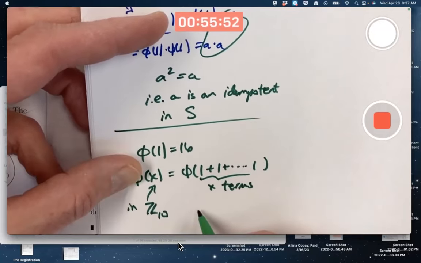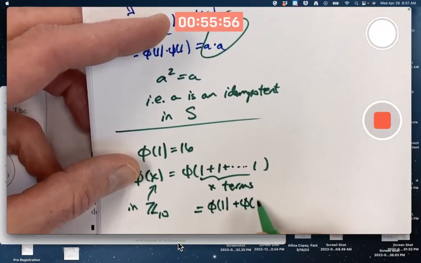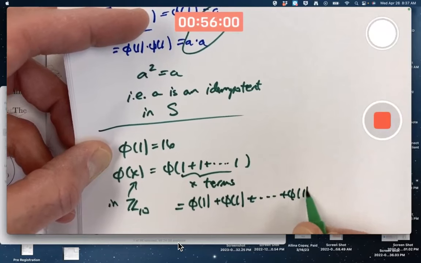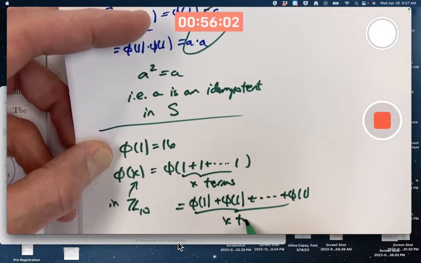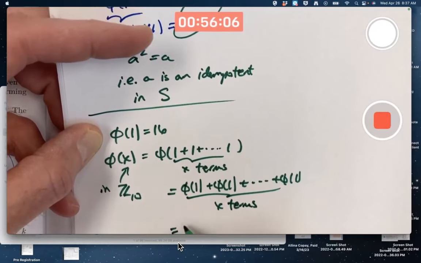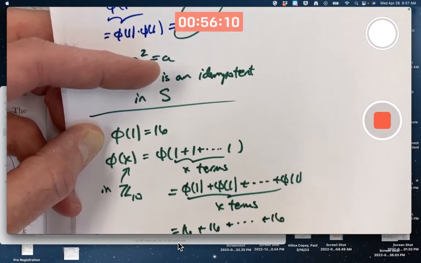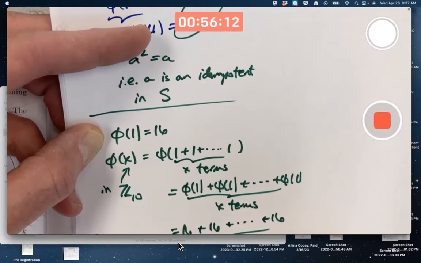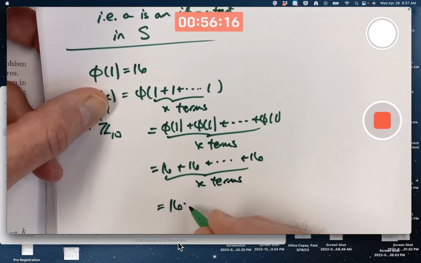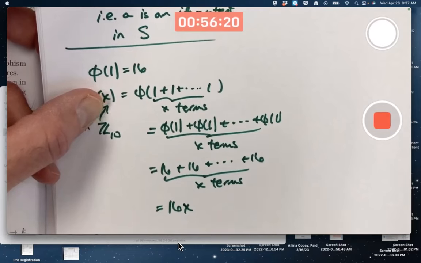And since phi is a group homomorphism, I can write phi of X as phi of 1 plus itself with X terms as well. Well, that's 16 added to itself with X terms, which is the same as 16 times X, 16X. I mean, yes, in the end, you have to also mod by 20.